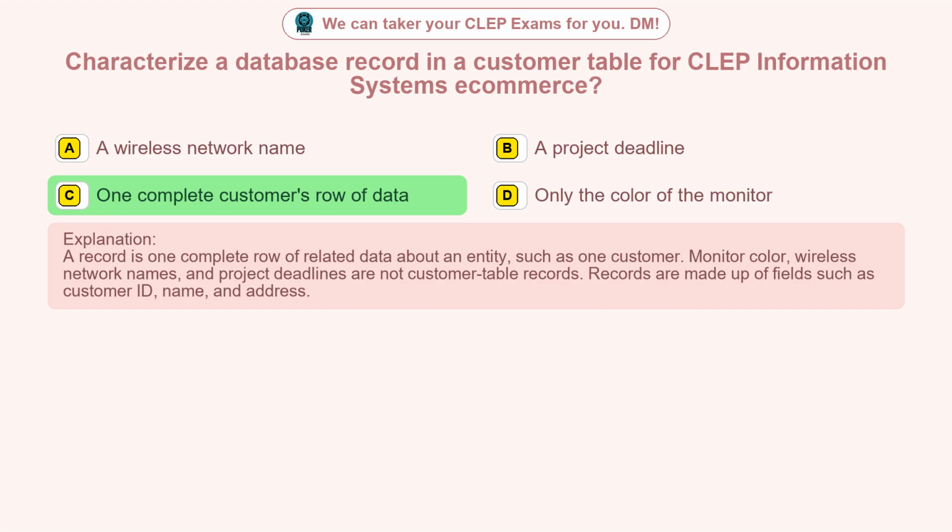A record is one complete row of related data about an entity, such as one customer. Monitor color, wireless network names, and project deadlines are not customer table records. Records are made up of fields such as customer ID, name, and address.